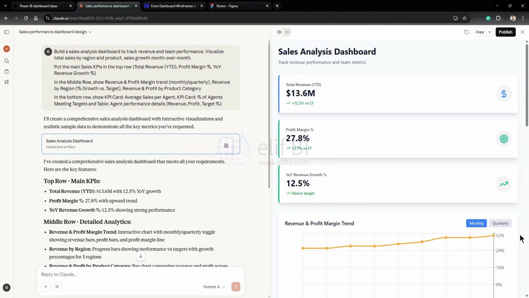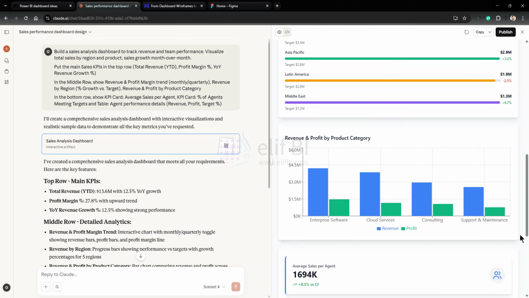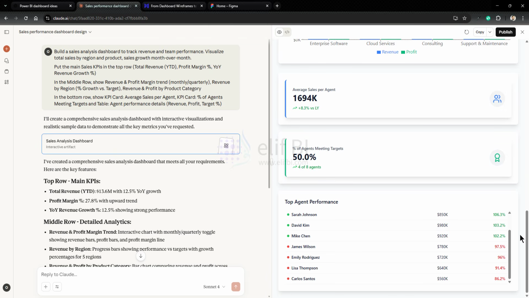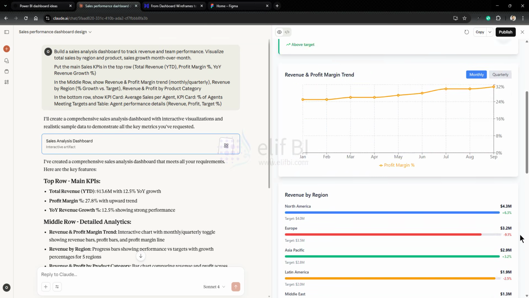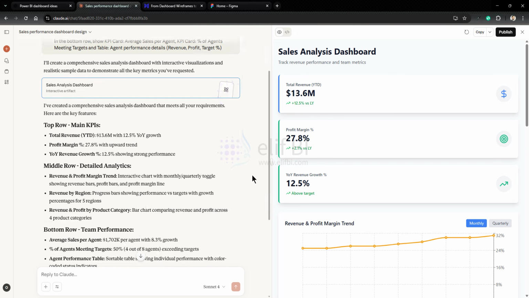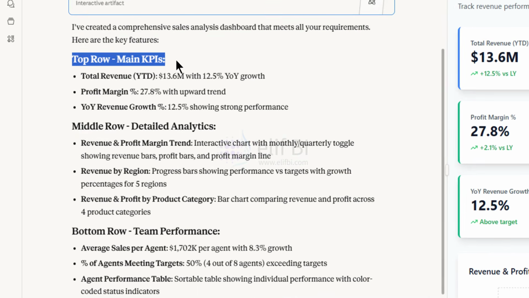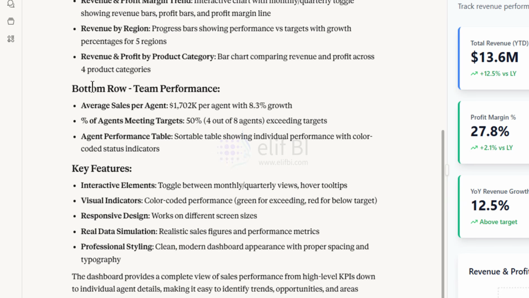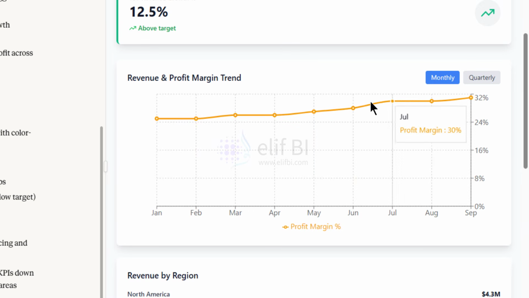So here we can see that it gave us quite a nice mock-up of the dashboard. It hasn't given us the dashboard structure, but it has given us some of the visuals. On the left-hand side, we can see that it's giving us the details, for example, what it's showing in the top row, the middle row, the bottom row, and some of the key features. So interactive elements, toggle between monthly and quarterly views, hover tooltips, which is basically this one.